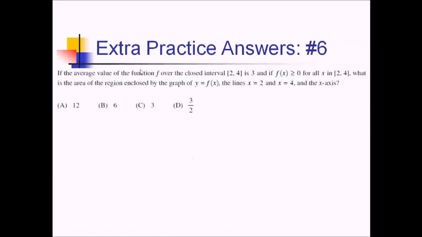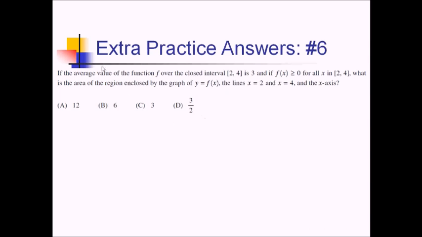For this problem, we're told that the average value of a function over the interval 2 to 4 is 3. f is greater than or equal to 0 for all x in 2 to 4, and we want the area enclosed by the graph y equals f of x, the lines x equals 2 and x equals 4, and the x-axis. So this actually looks like a lot to think about, but it turns out not to be as nasty as it looks at first glance.